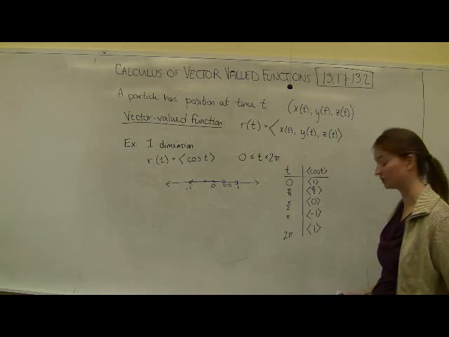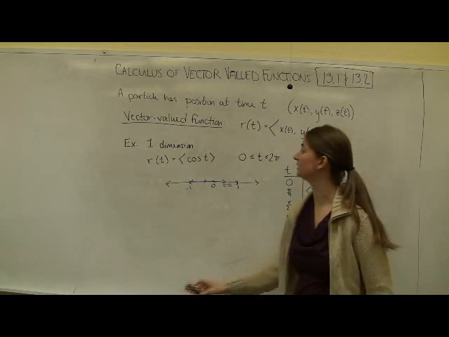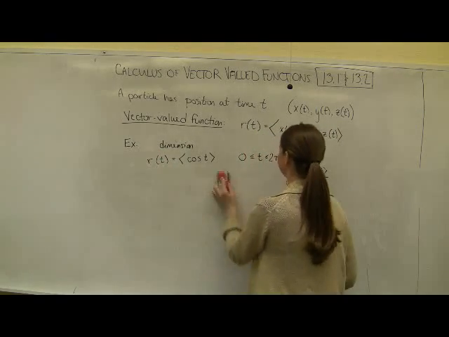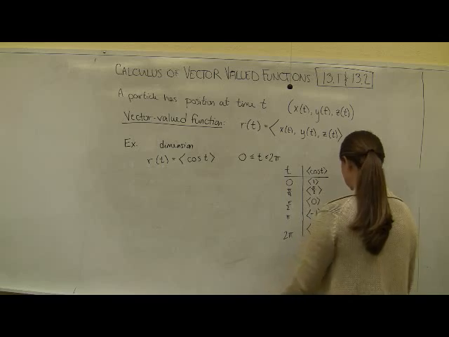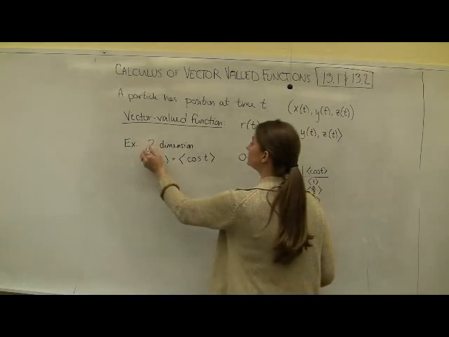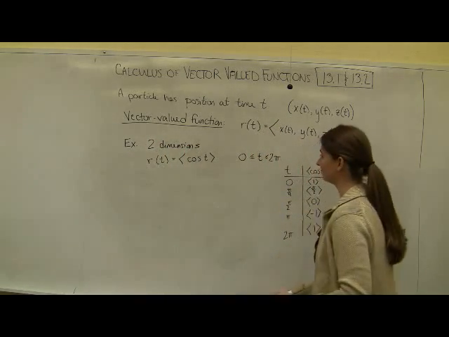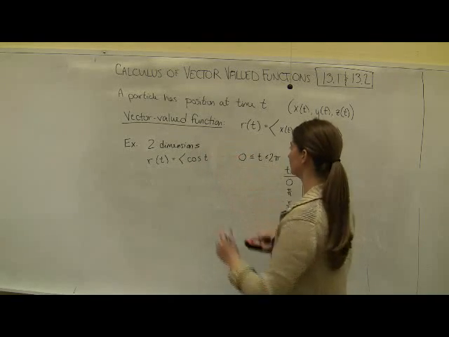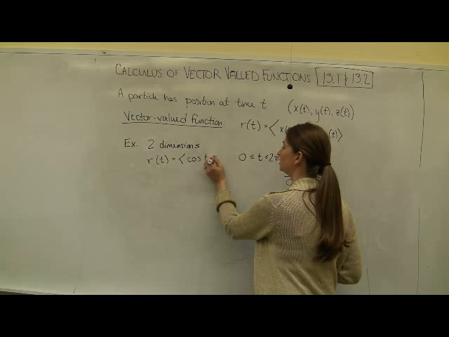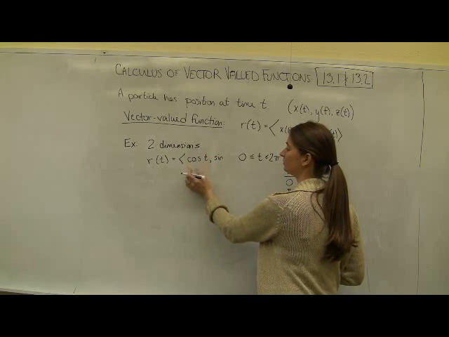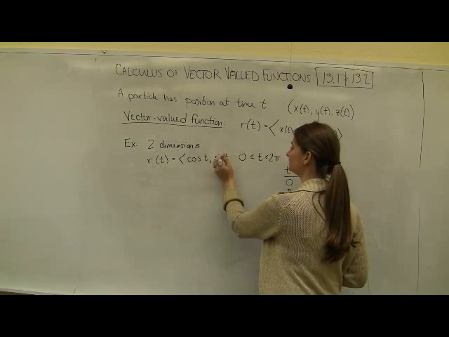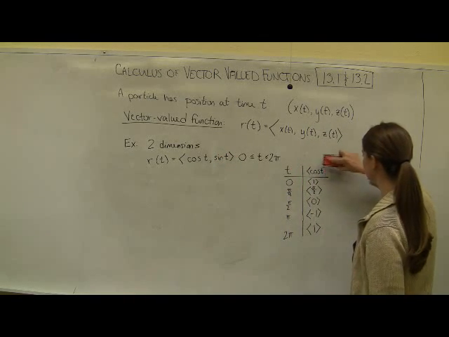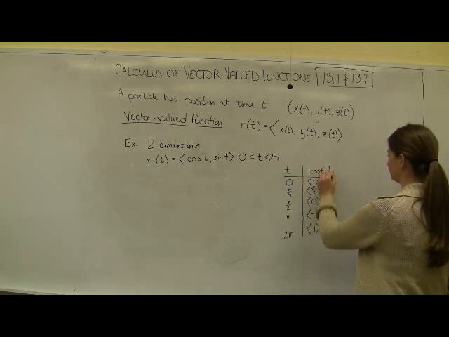So that's my one-dimensional example of a vector-valued function. Let's compare that to a two-dimensional example. So we're going to expand this example to 2 dimensions. Instead of just having a function r of t equal to cosine of t, I'm going to have 2 components, and they're going to be both cosine of t for my x component function and sine of t for my y component function. Let's see how this affects the vectors that we get as our outputs.